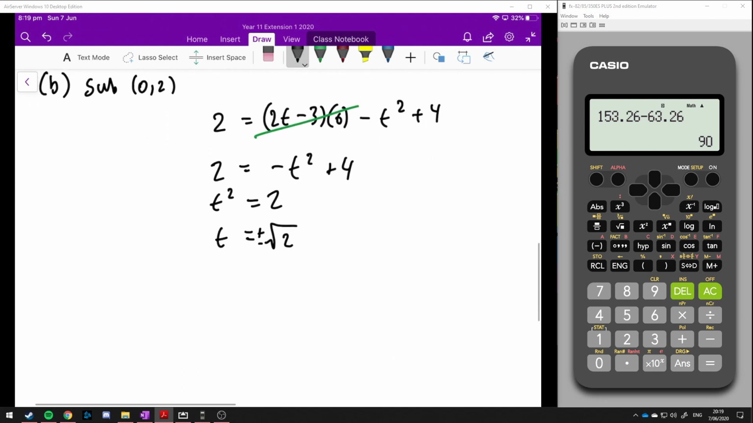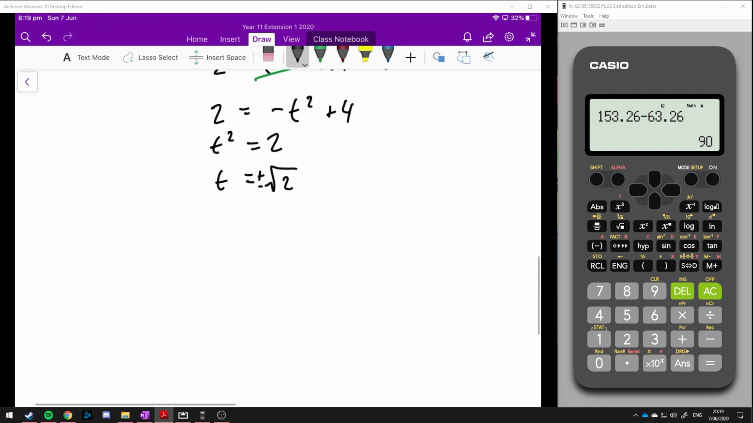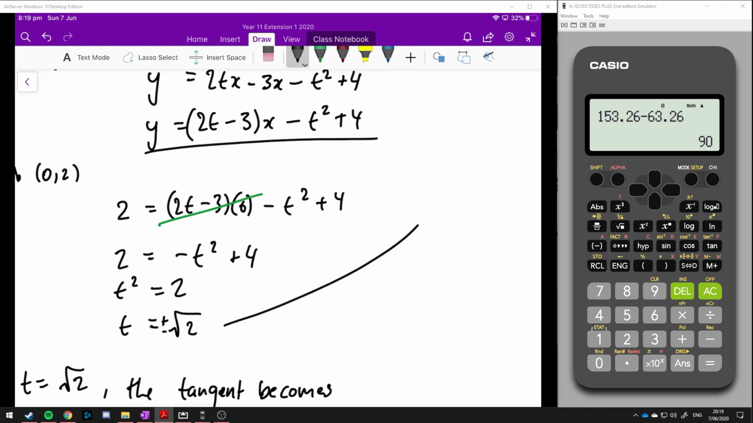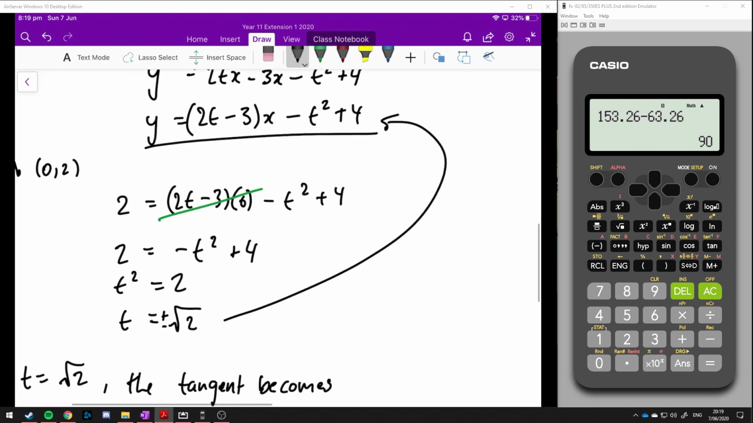So to find what the actual equations are, we're going to say, when t is equal to the positive square root of 2, the tangent becomes, and what we're going to do is substitute the square root of 2 into this tangent equation up here.